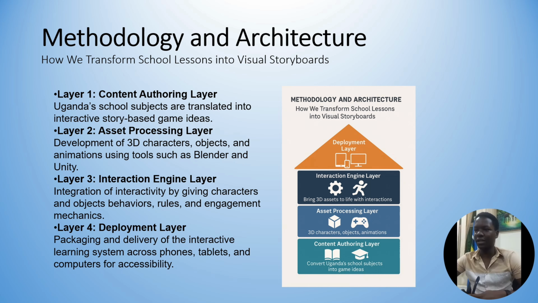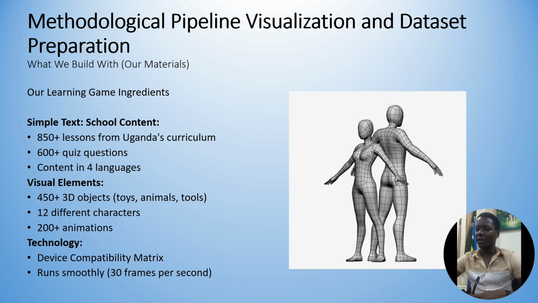And then the asset processing layer, that is where we now develop the 3D characters that we are going to use in the visual storyboards. We use software like Blender, Maya, Unity, and many others. So I think we will focus on Blender and Maya. Then the third one is the interaction engine. This is where we give the 3D characters and objects life and meaning, like rules, behavior, engagement, and many others. And then the deployment layer, this is where we take what we've created and deploy it for accessibility. Then moving on, the methodological pipeline and visualization and dataset preparation simply means what we build with, like our materials.